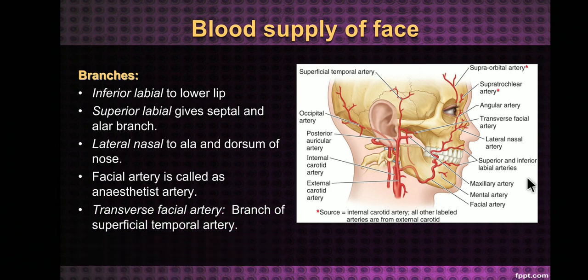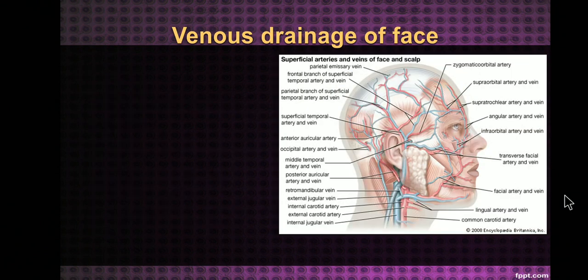Then the other artery supplying the face is the transverse facial artery, which is a branch of the superficial temporal artery, one of the terminal branches of the external carotid artery. The other terminal branch is the maxillary artery. It mainly supplies the skin over the parotid region and anastomoses with the neighboring arteries.